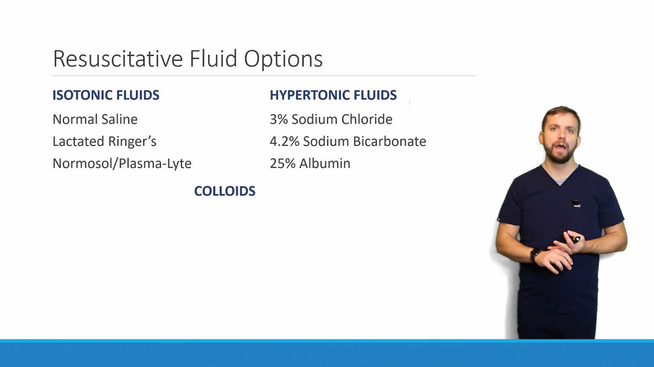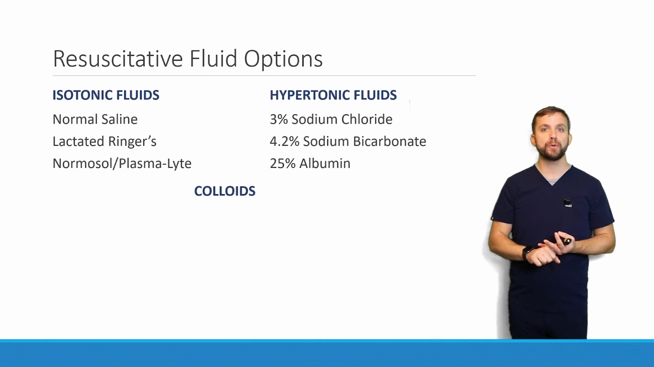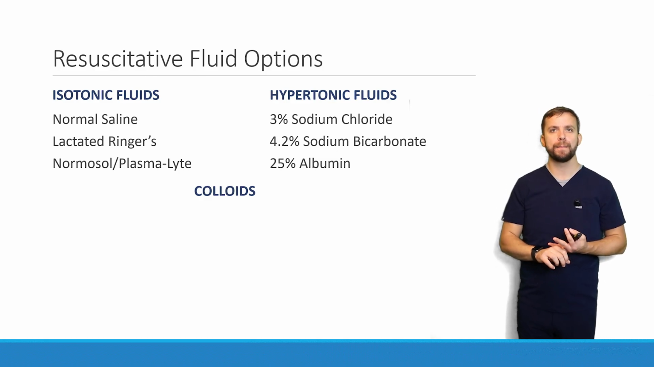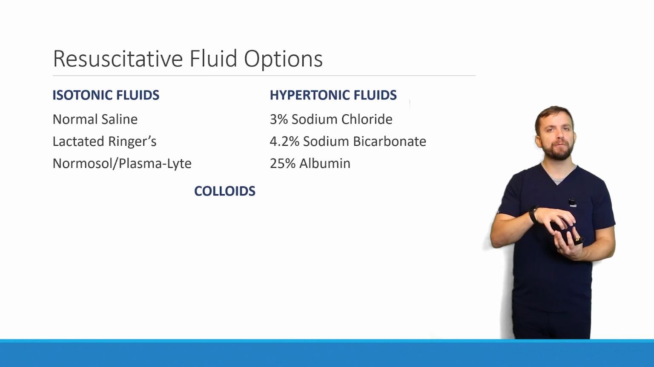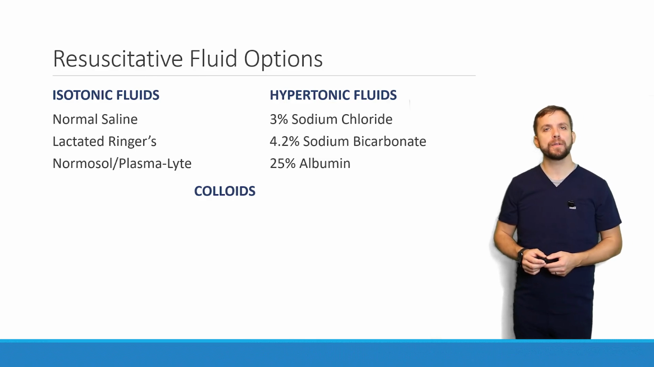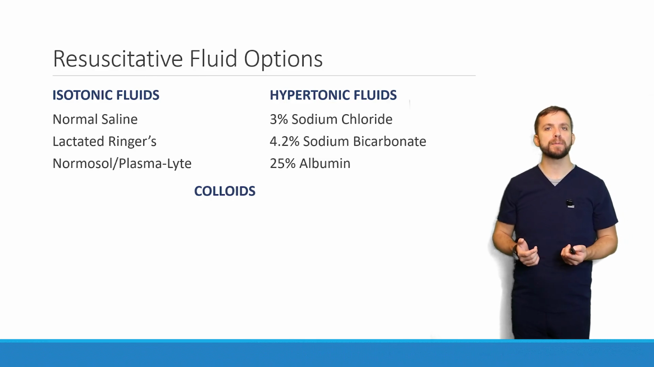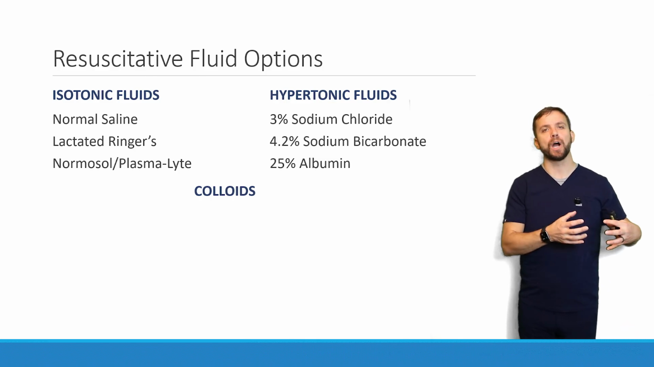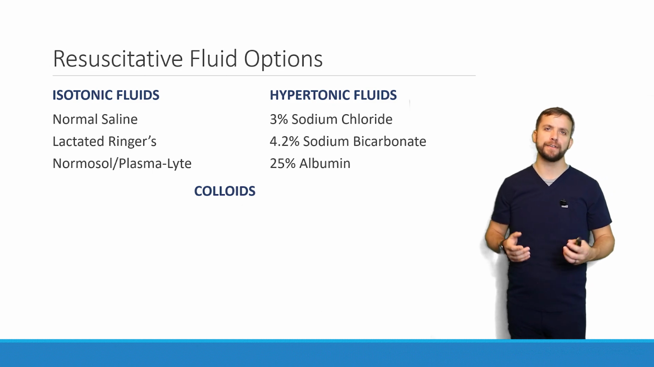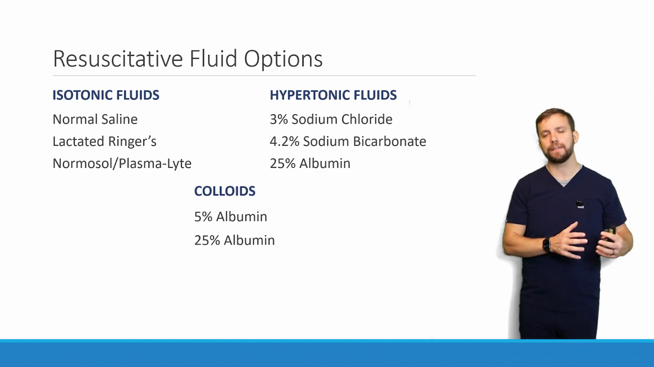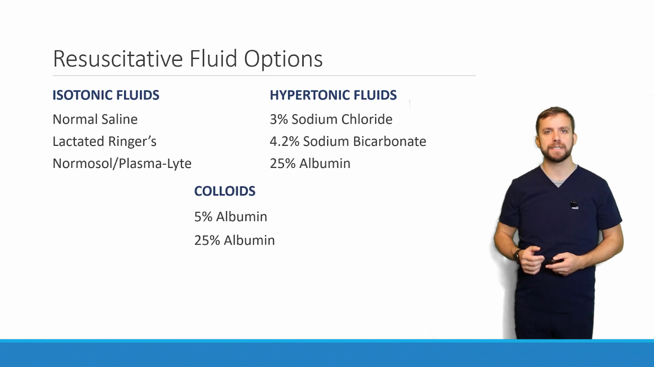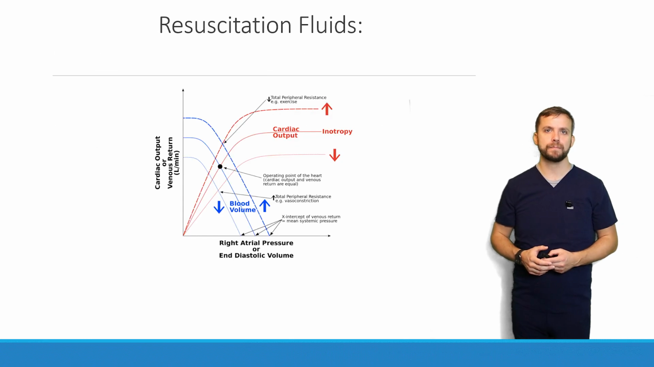There's 4.2% sodium bicarb, which is half the concentration of an amp of bicarb, which is 8.4% sodium bicarb. And then there's 25% albumin, which is hyperoncotic, but still would kind of fit under the hypertonic fluid standpoint. And then under colloids, we have both the 5% and the 25%.